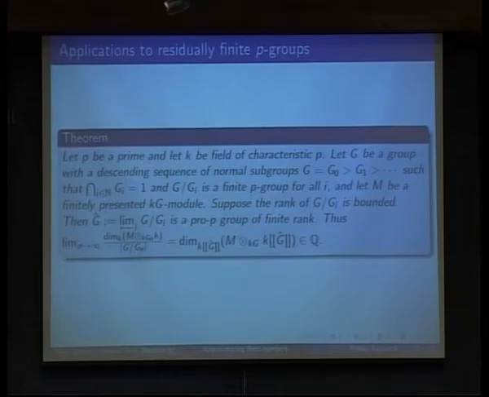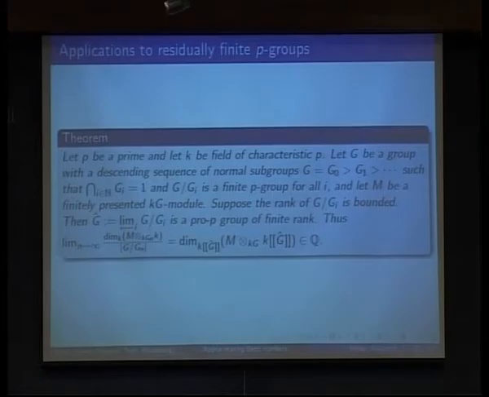So you want to try and apply this to residually finite p-groups in general. We only have partial theorems on this at the moment. If p is a prime and K is a field of characteristic p, let G be a group with a descending sequence of normal subgroups G_i intersecting in the identity, such that the quotients G over G_i are finite p-groups for all i. And suppose the rank of G over G_i is bounded, so remember that means that G over G_i doesn't get too wide.